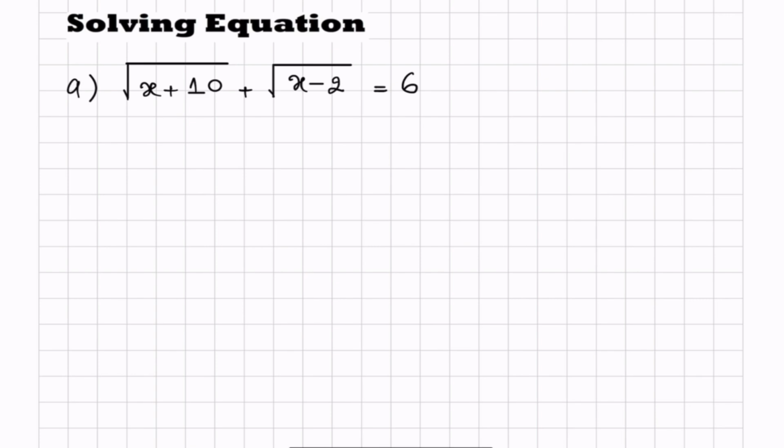In this video tutorial we are going to solve this equation. This is a radical equation. The first thing we have to do is give the condition of this equation.